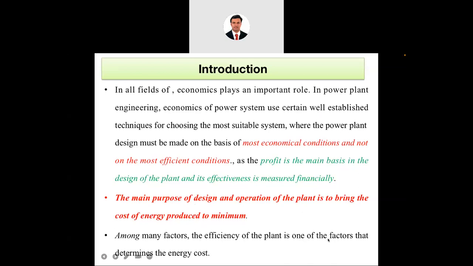Among many factors, the efficiency of the plant is one of the factors that determine the energy cost. Definitely efficiency is also important. As the overall efficiency of the power plant increases, the energy cost will be reduced, right? So efficiency directly affects the energy cost, and this energy cost affects the various economics of that power plant. These points we are going to see in this chapter.